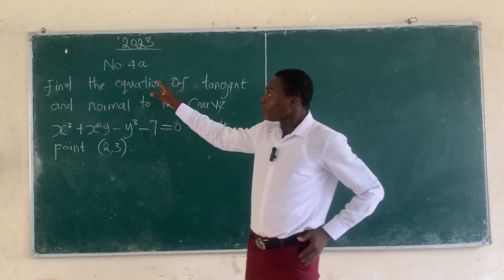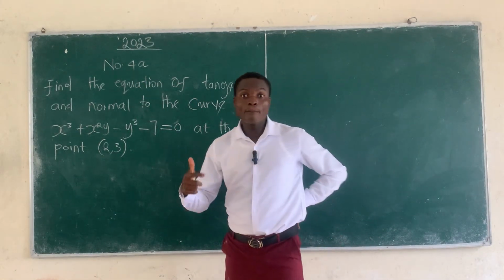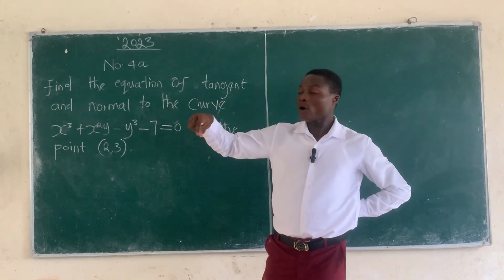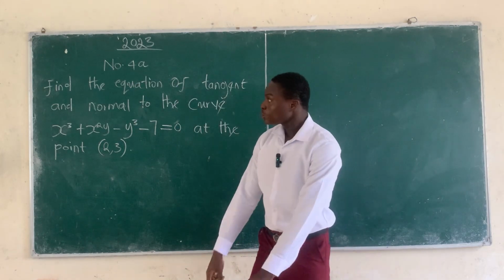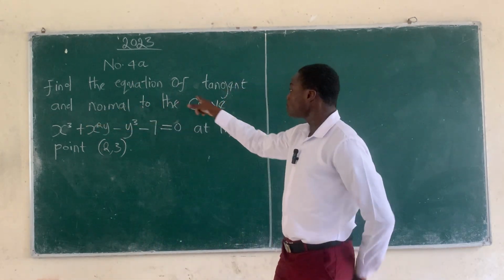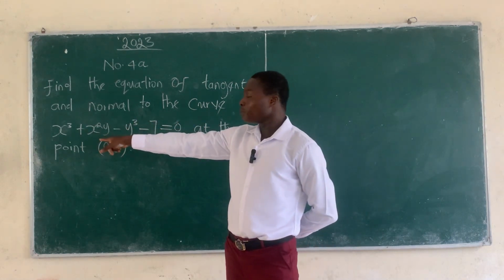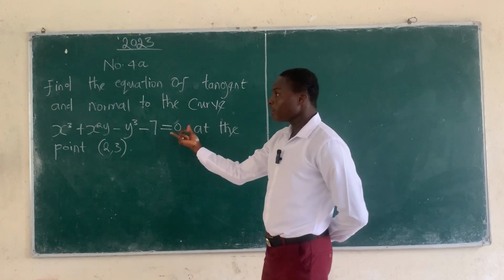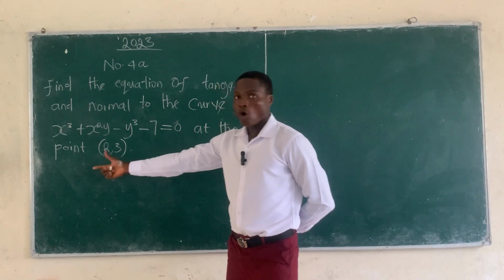Today we are going to be taking question number 4A. We have solved question number 1, number 2, number 3, and now we are going to be solving question number 4. The question says, find the equation of tangent and normal to the curve x cubed plus x squared y minus y cubed minus 7 equals 0 at the point 2, 3.